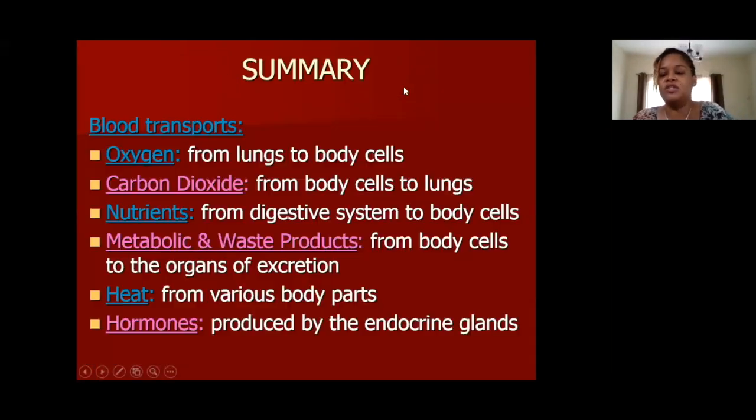So in summary, blood transports oxygen, carbon dioxide, nutrients, metabolic and waste products, heat, as well as hormones. These are the things that blood transports, but these things do not make up blood. These are not what blood is. Remember, blood is 4 components: plasma, red blood cells, white blood cells, platelets. But we can find all of these other substances in the fluid that we call blood.